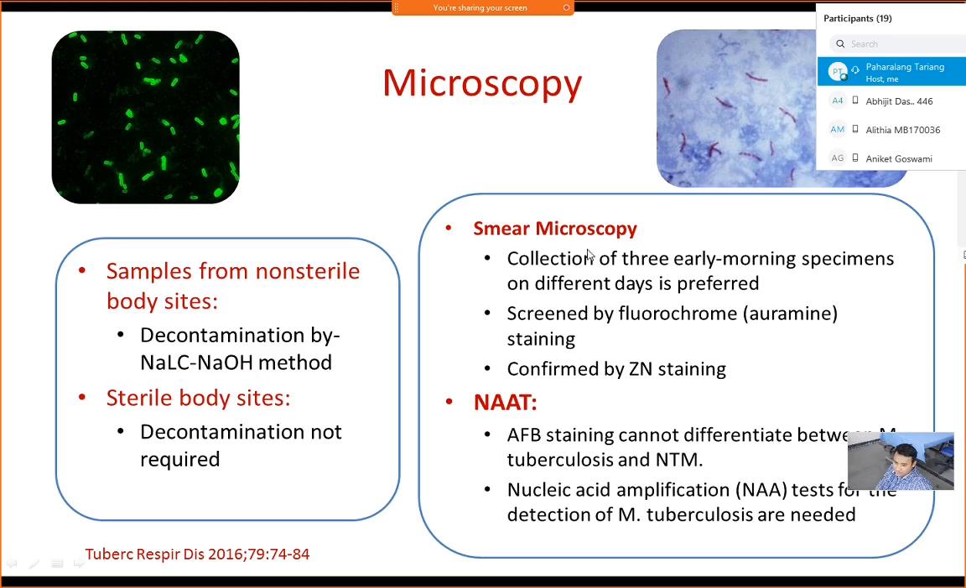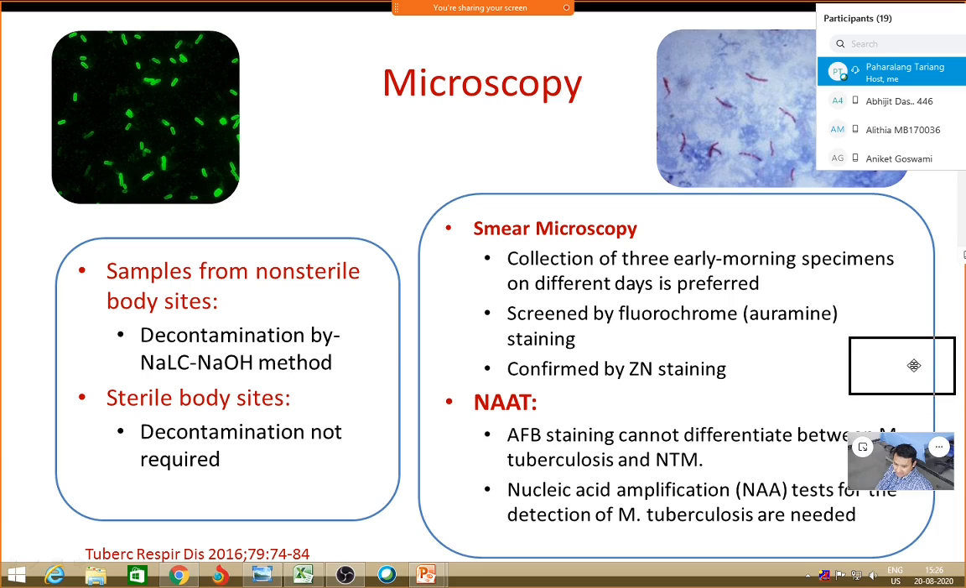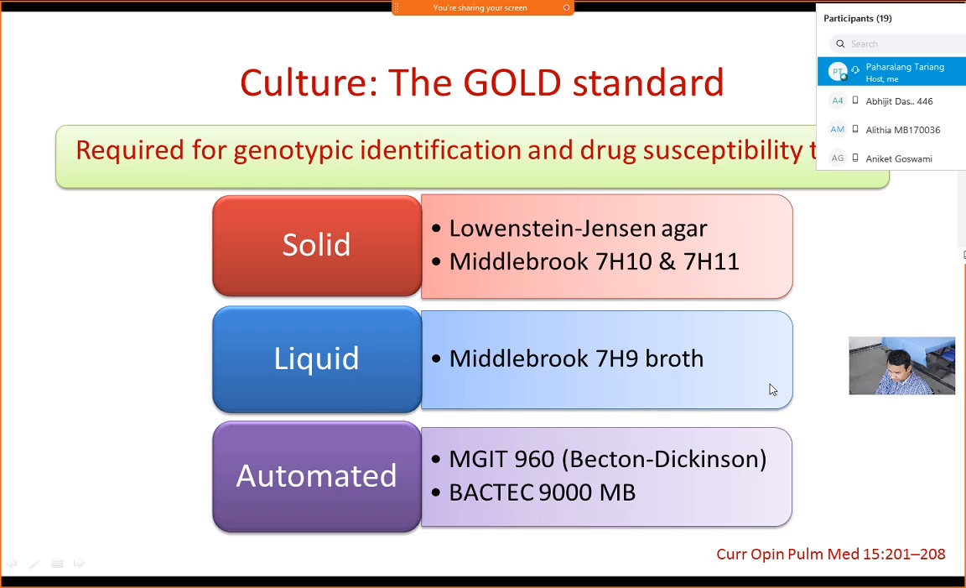This is how they will grow, and they can be confirmed by ZN staining, where you get this acid fast status. Now, you should know that AFB, like I said, cannot differentiate between Mycobacterium tuberculosis and non-tubercular mycobacteria. So in such cases, you need nucleic acid amplification tests for the detection of Mycobacterium tuberculosis if required, such as that which was done for our case, where he was AFB positive, but when we did the GeneXpert, which primarily looks at genes which are specific to tuberculosis. That's why the GeneXpert was negative.